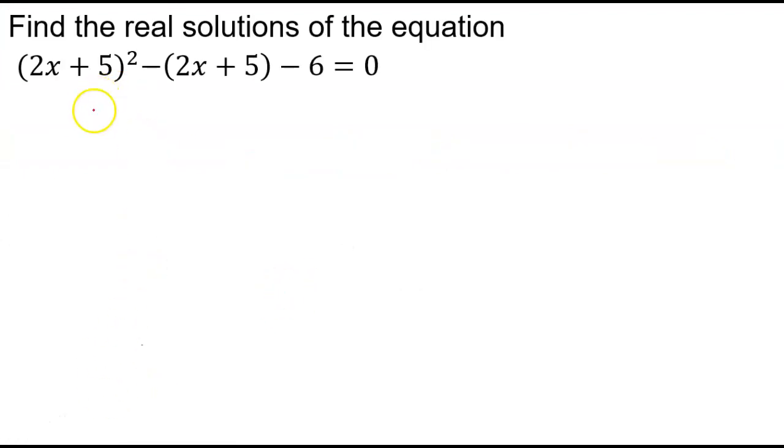Okay, so when you see a problem like this, we look at it, we're like, how do I solve this? But take a step back and look at it closely. You will see a pattern. Like in parentheses, we have 2x plus 5. And here we have 2x plus 5 also. So they are the same thing.